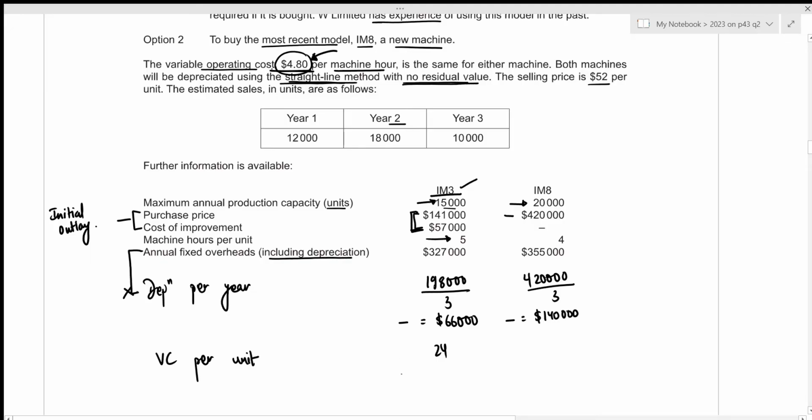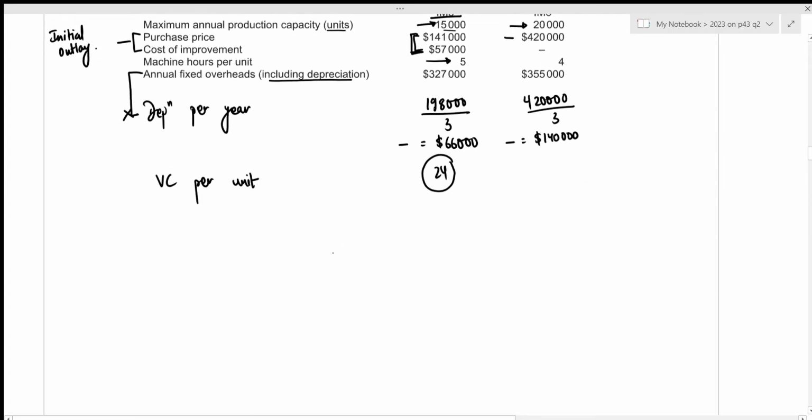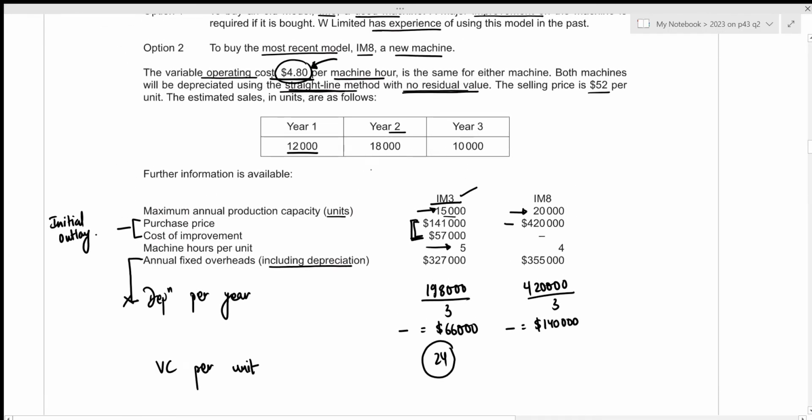And now, in order to calculate the total variable cost, we just need to multiply this by the number of units. So for year 1, that will be 12,000 times 24, which results in the value of 288,000. Let's write it down. And this is the cost, which means that this will be our outflow. So let's subtract it. Now we need to repeat the same process for year 2 as well.